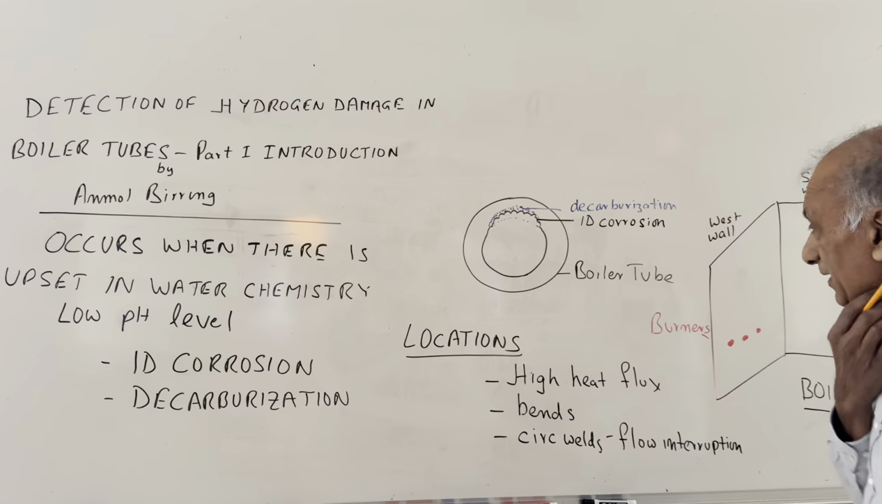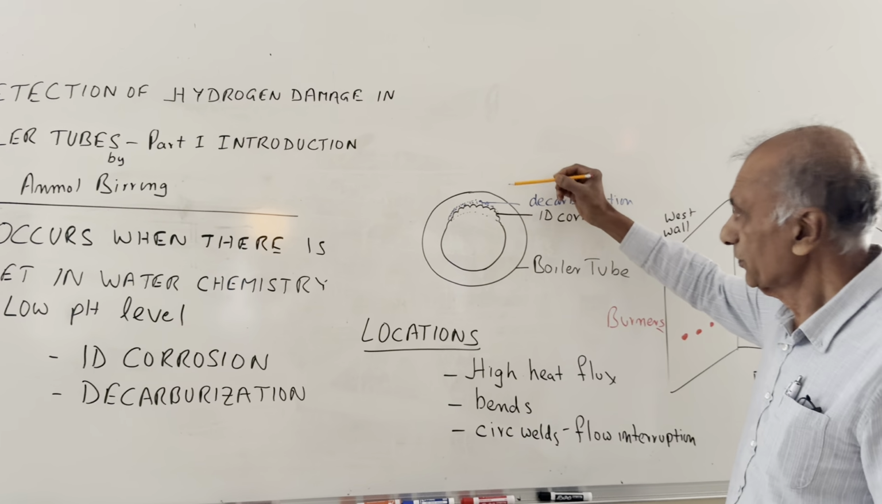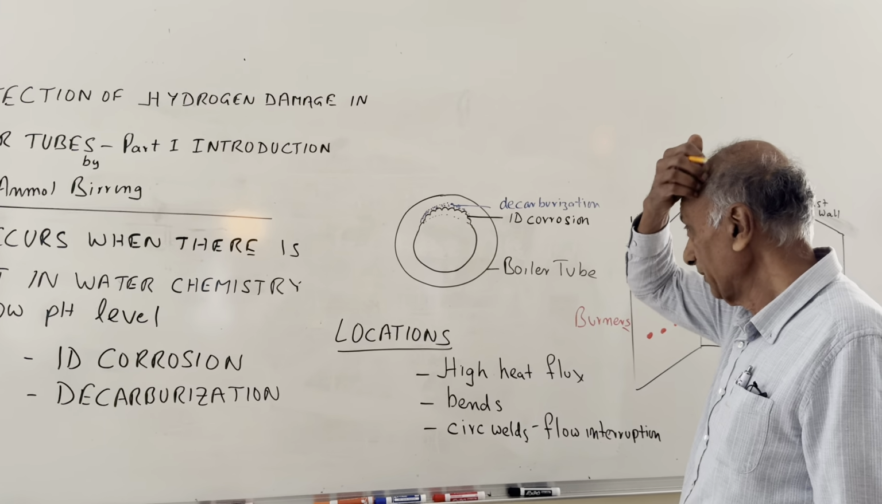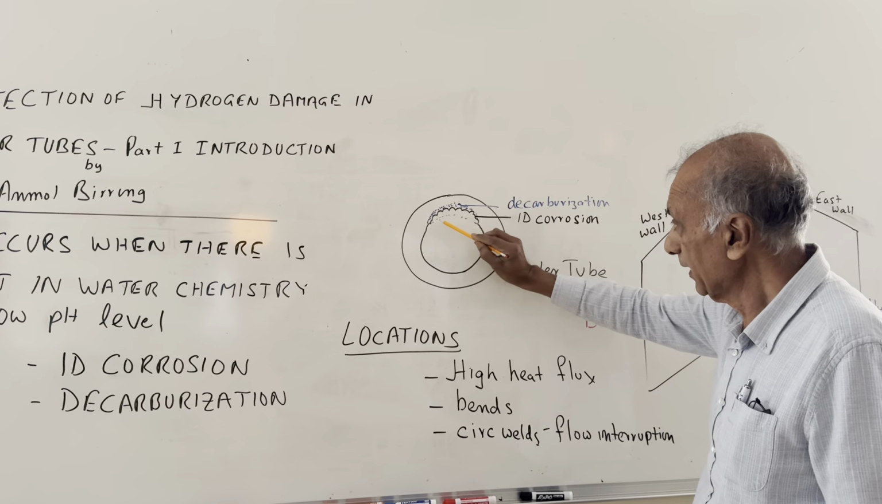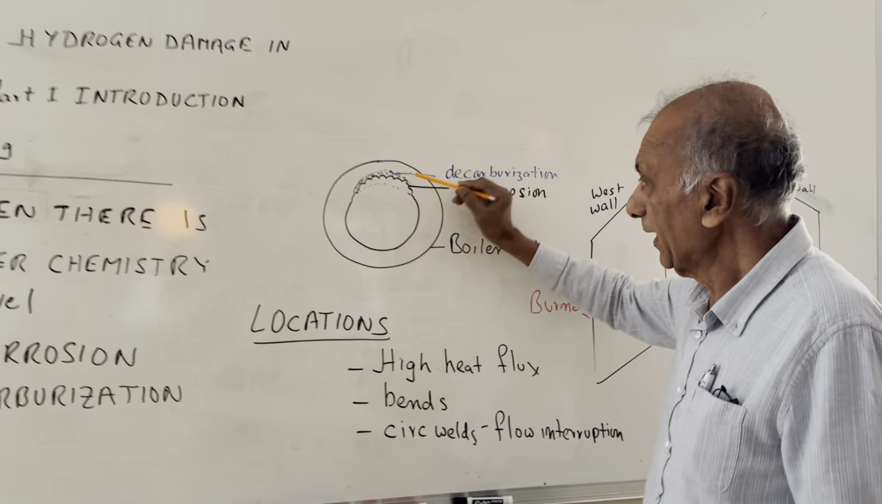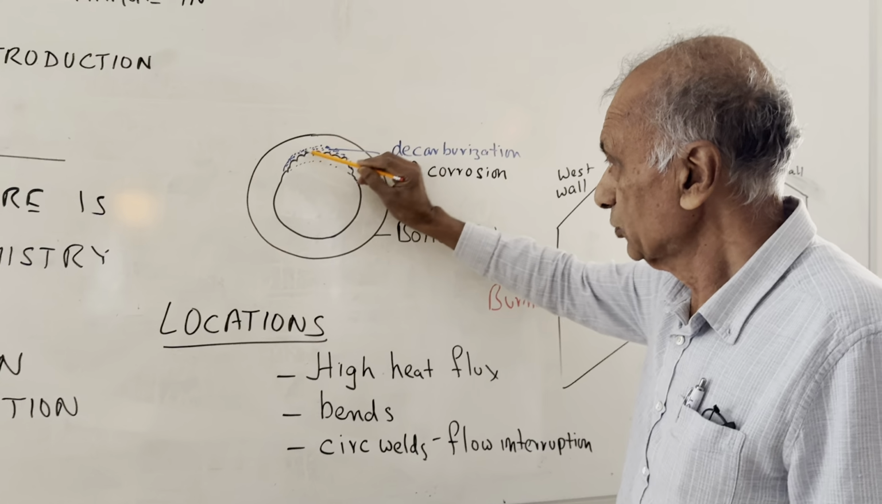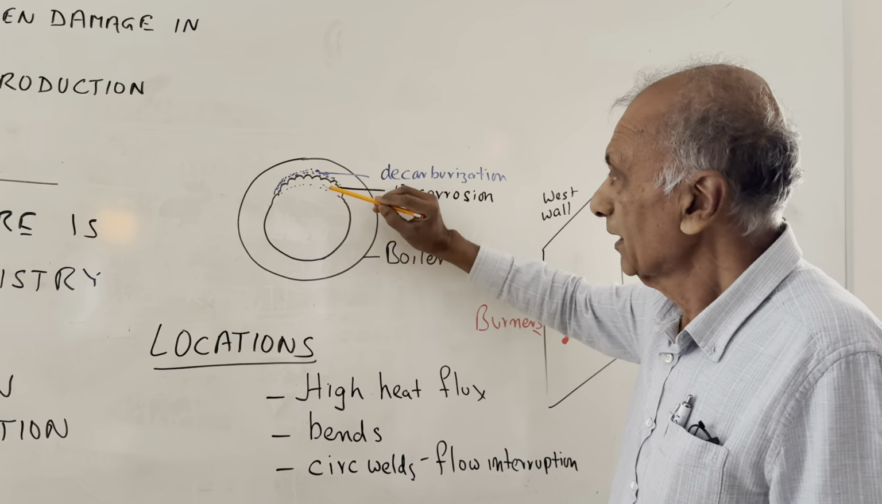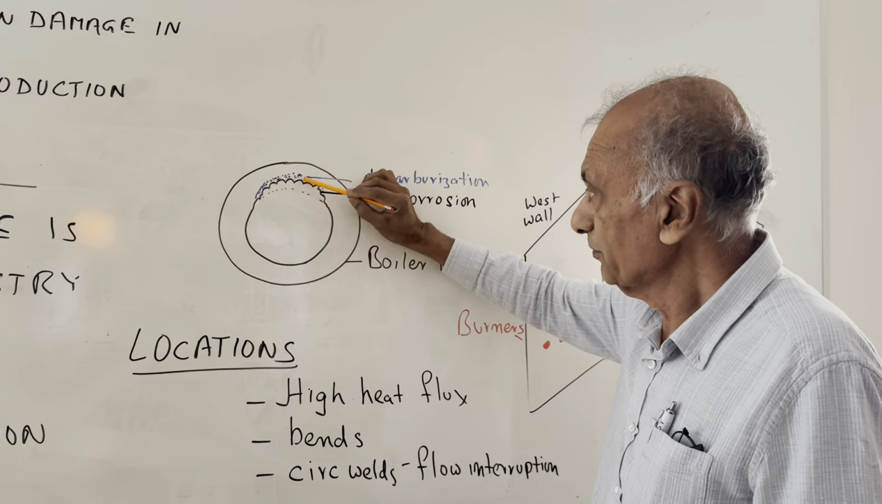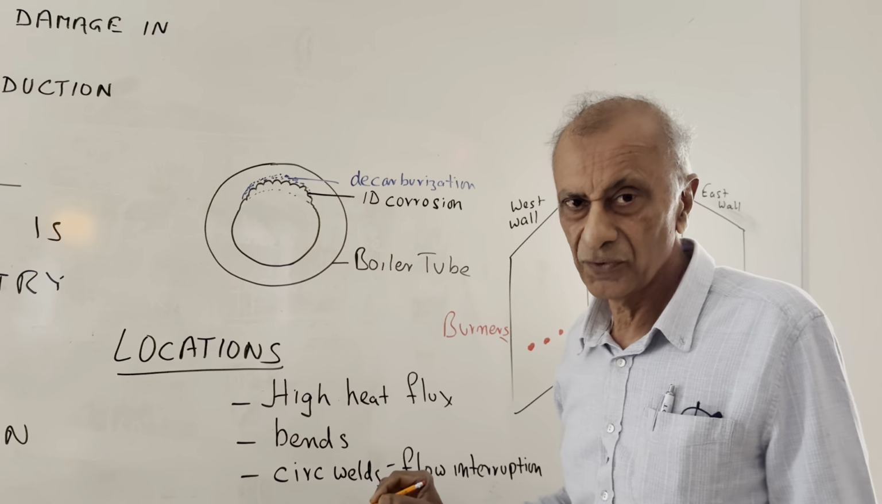This is a cross section of a tube, and when hydrogen damage occurs, you will have corrosion on the ID like shown here, and there will be decarbonization also on here. And when this gets extensive, then it will result in a boiler tube failure.